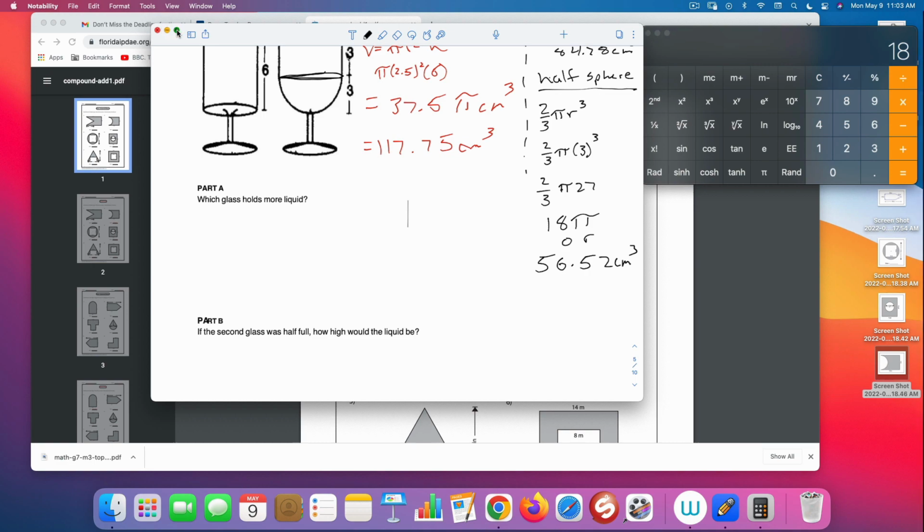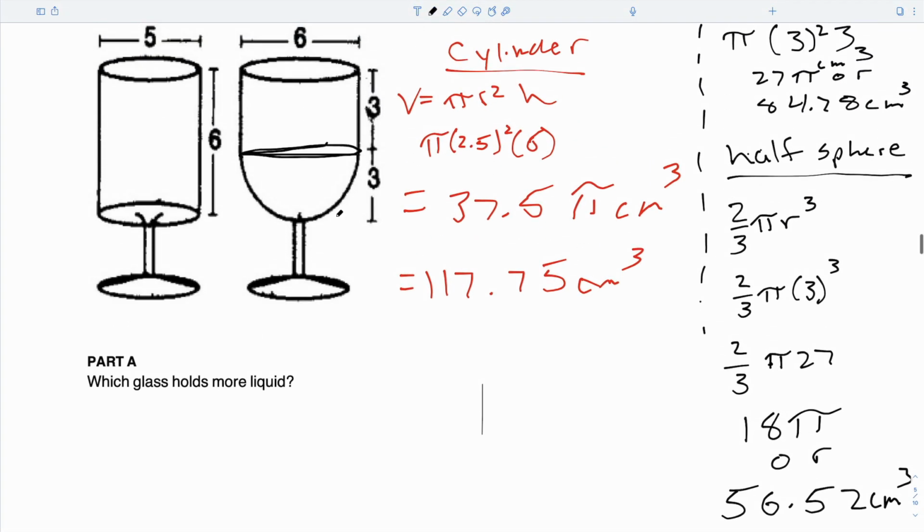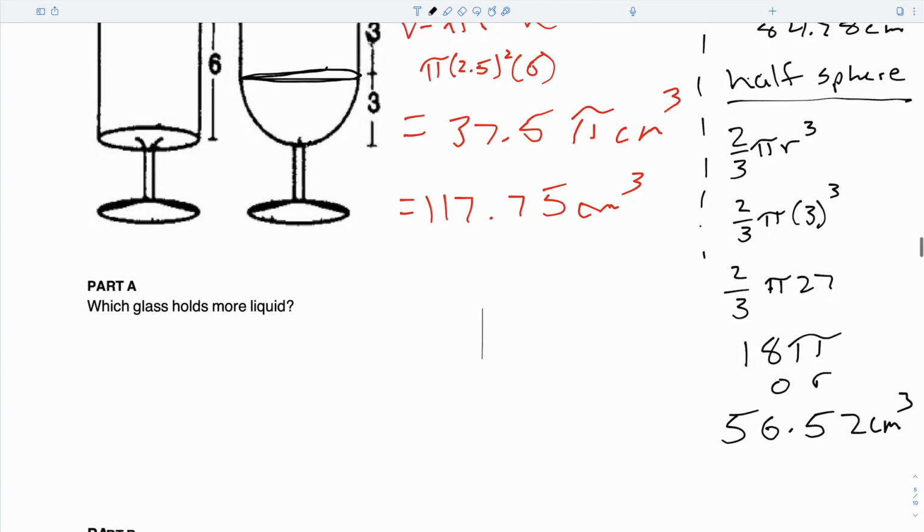Okay, so we have 2 parts of the goblet. What do I have to do to find the full goblet?